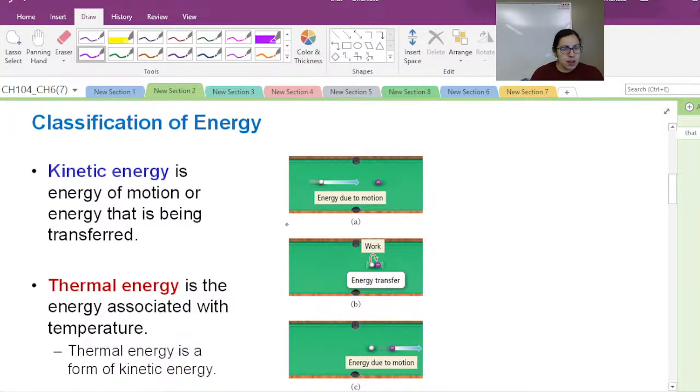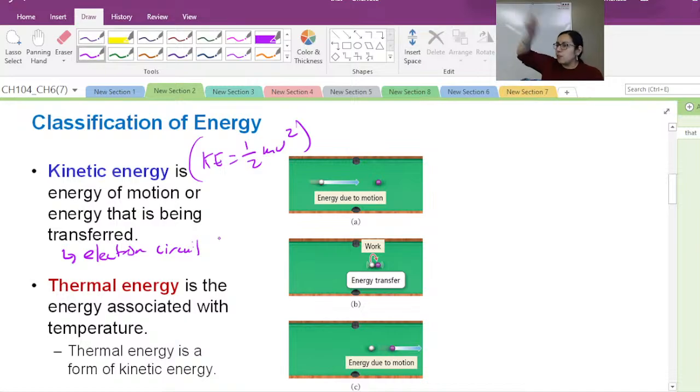So we have kinetic energy. Of course, that's the energy that's associated with motion. We could do our basic kinetic energy equation. Kinetic energy is 1/2 mv squared. So you don't really need to know that, but at least appreciate what is kinetic energy. We could also talk about, even like electrons in a current, in a circuit, right? That's kinetic energy of your electrons literally moving around.